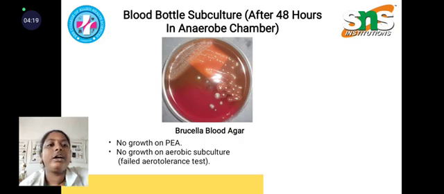on the blood agar plate. The blood used in this agar might be of horse or sheep. Any type of blood can be used for this Brucella blood agar. No growth was observed in the aerobic subcultures, so it is the failed aerotolerance test.